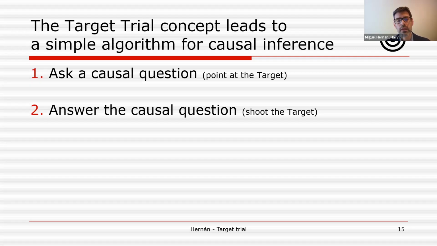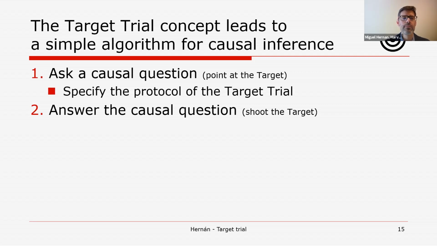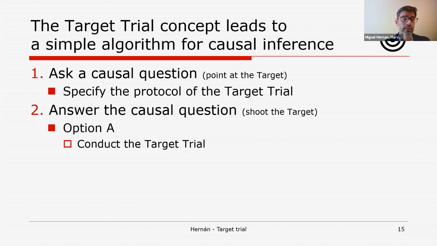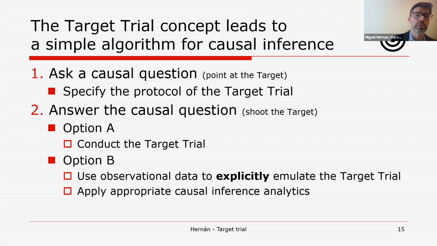And a lot of the emphasis among those of us who teach methods and work in this area has been step number two. But actually, step number one is even more important, because if we don't ask a good causal question, we cannot answer it. And how do we ask a causal question? Well, we have to specify the protocol of the target trial. And then once we know which the target trial is, then we can conduct it if we can, or use observational data, use real world data to explicitly emulate the target trial.